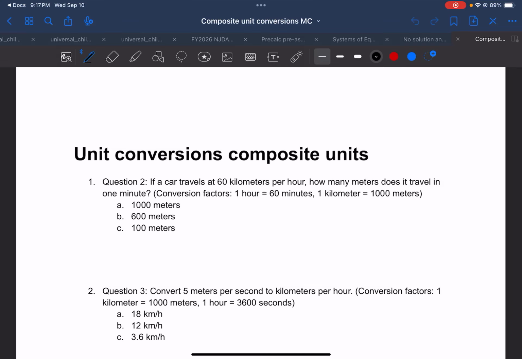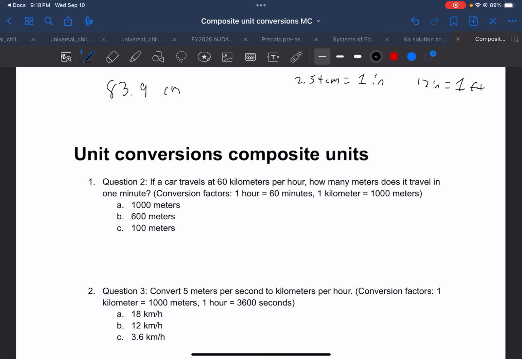Alright, so this is an instruction video to help you with factor labeling. Before we get into the composite unit examples, let's first start with a more basic example. Let's say you wanted to convert 83.9 centimeters all the way to feet. The two conversion factors you were given are that 2.54 centimeters is equivalent to 1 inch, and that 12 inches is equivalent to 1 foot.